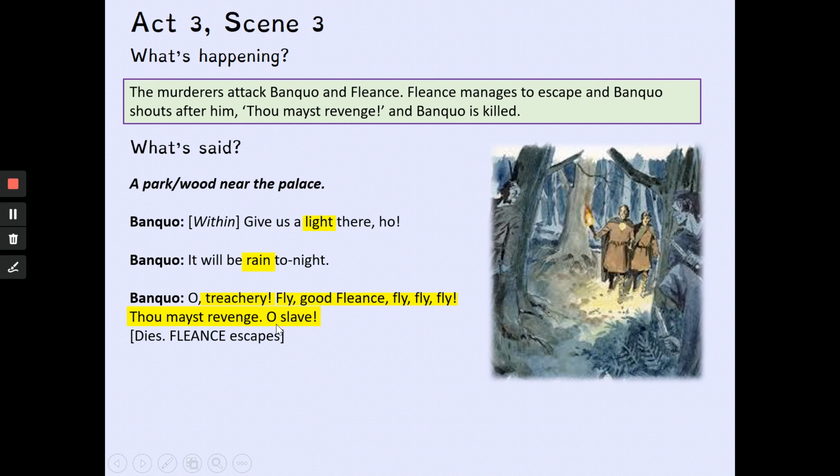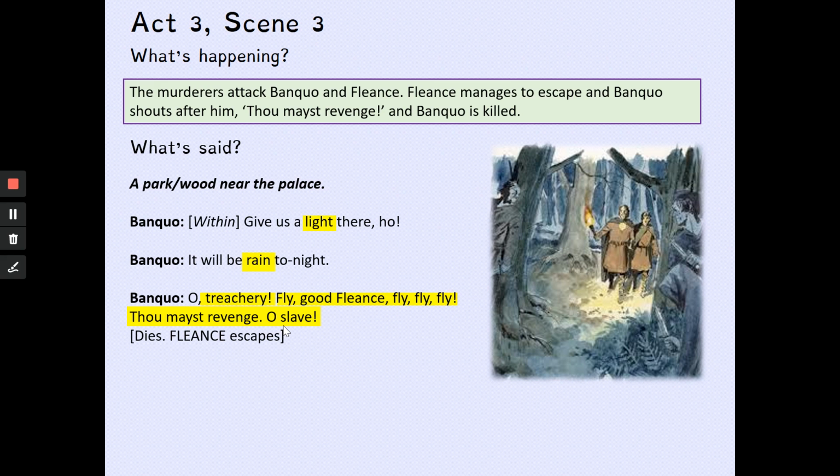And his dying words are these two simple words, "O slave." And we think there that's his final insult to Macbeth, because rather than recognizing him as a king and being respectful, he's actually saying that Macbeth is a slave. Now we might ask, a slave to what? Well, you can work that out.